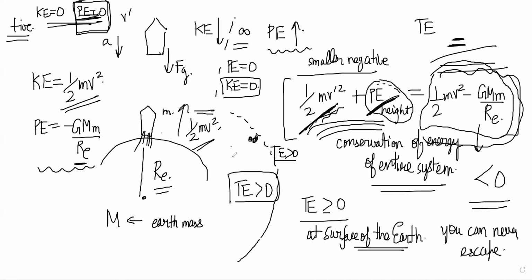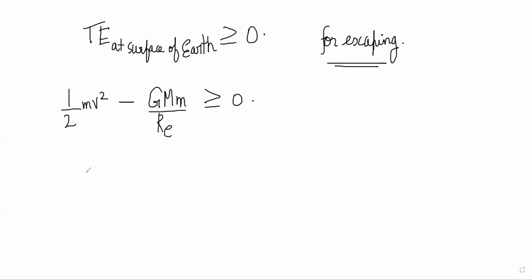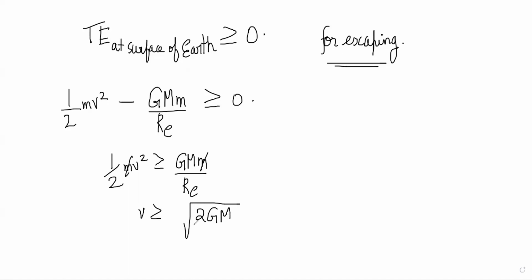So this gives us a condition for finding escape velocity from the earth. You can say total energy at the surface of earth must be greater than or equal to 0. At the surface of the earth, let's say you have kinetic energy half m v squared, and potential energy was minus G M m by R of the earth, and the sum is greater than or equal to 0. This is for escaping. So you get half m v squared is greater than or equal to G M m by R e, and basically v is greater than or equal to root over 2 G capital M by R e.